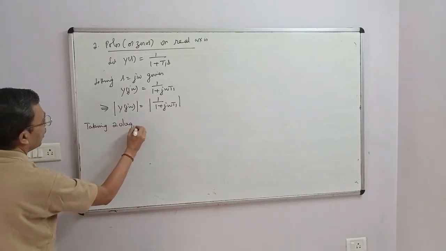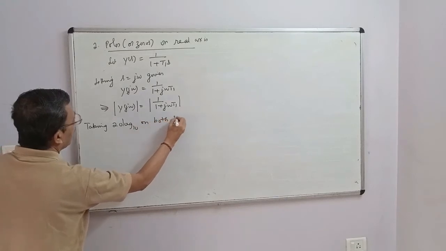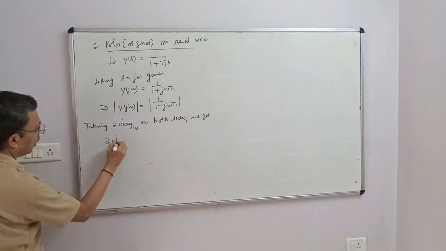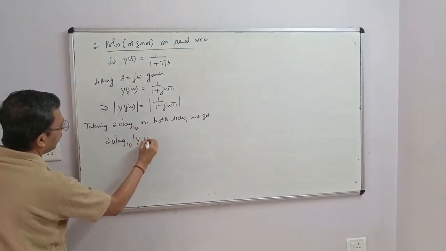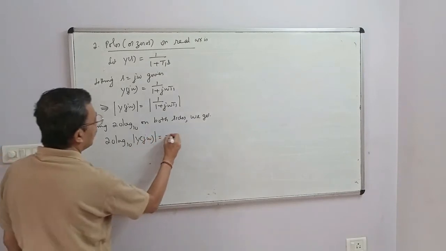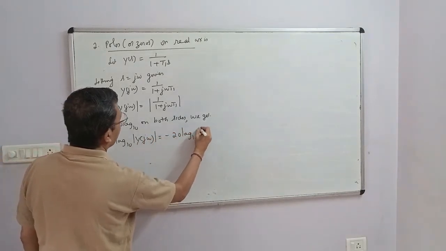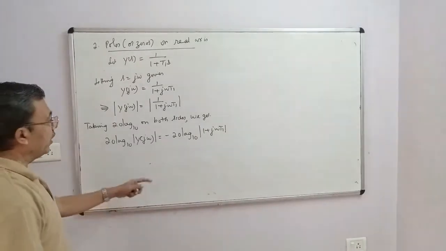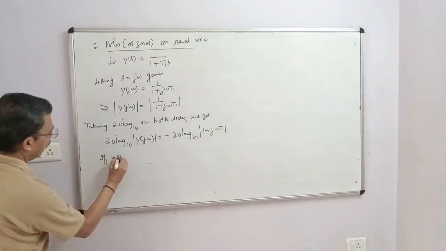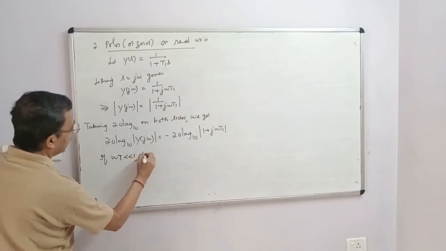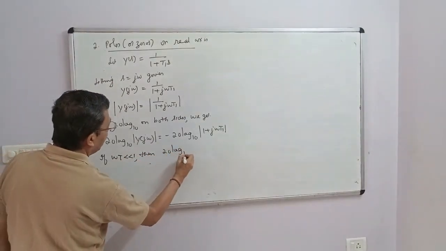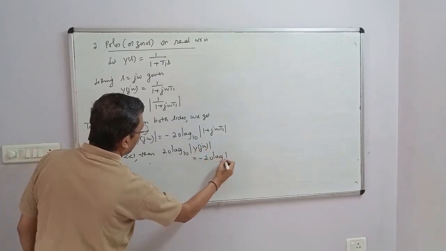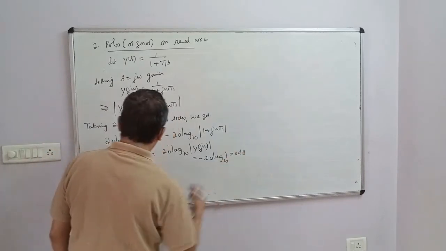Taking 20 log to base 10 on both sides, we get 20 log to base 10 magnitude of y of j omega is equal to minus 20 log to base 10 modulus of 1 plus j omega T1. Log of 1 by a is minus log a. If omega T is very much less than 1, then 20 log to base 10 magnitude of y of j omega is equal to minus 20 log 1 to base 10 is equal to 0 dB.